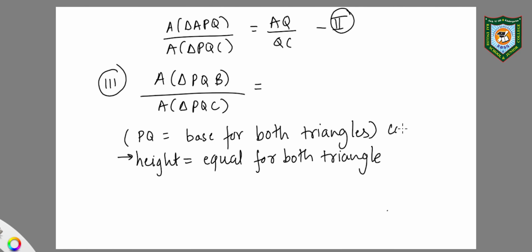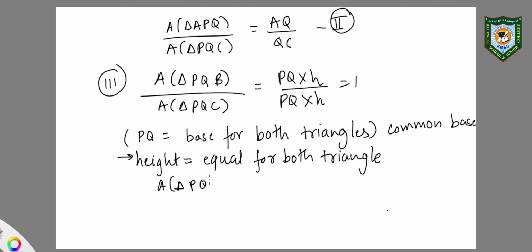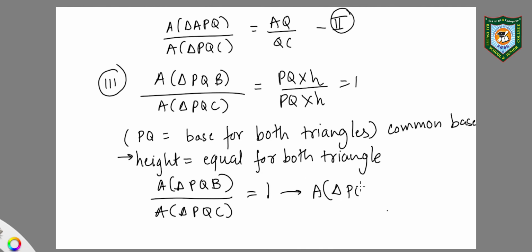So here I have a common base and I have equal height. So I can simply write this ratio as PQ into H divided by again PQ into H, which is equal to 1. So I can safely write area of triangle PQB divided by area of triangle PQC is equal to 1. So this implies area of triangle PQB is equal to area of triangle PQC. This is my equation number 3.